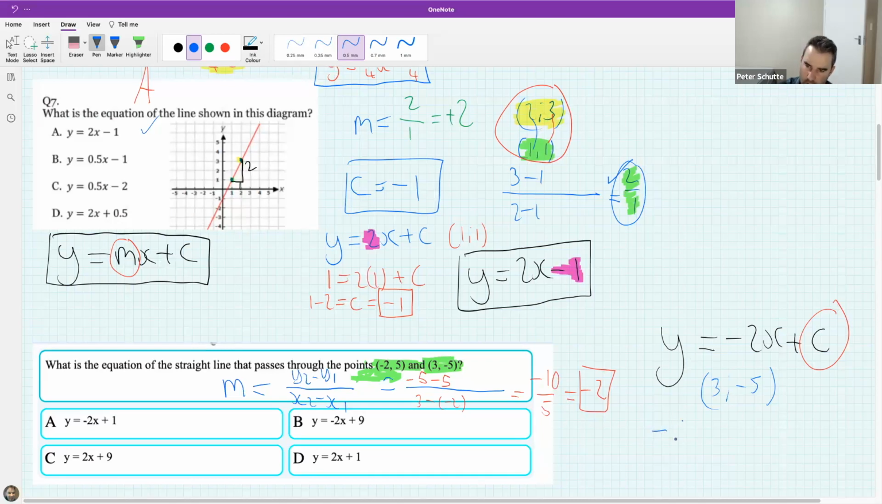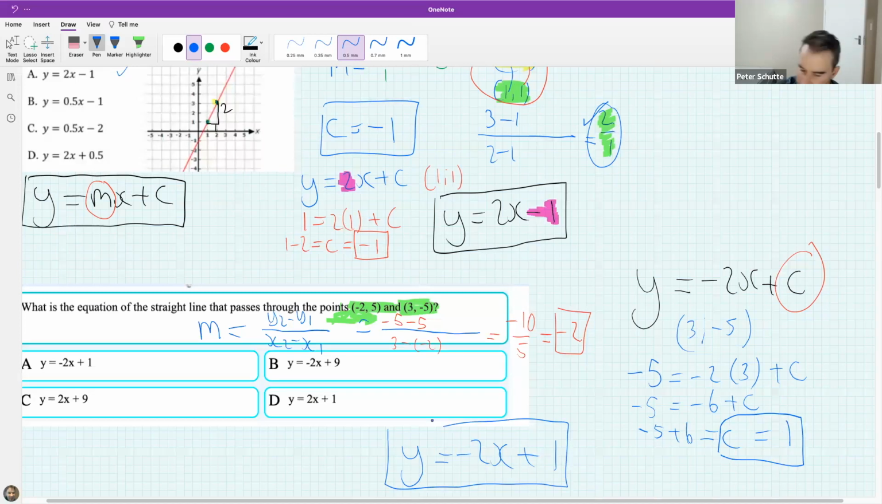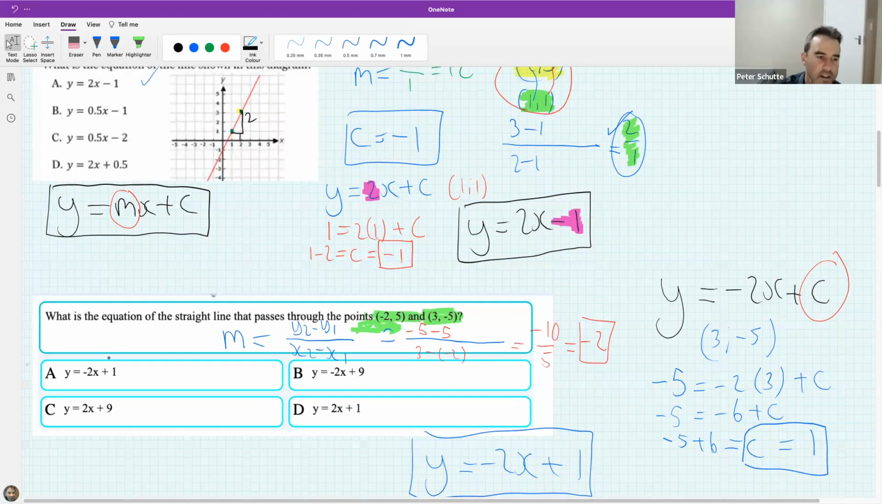So let me do this. So -5, and then if I add 6 to both sides, it looks to me like c is 1, which means the final equation should be that. Is there an option that corresponds to that? It is A.